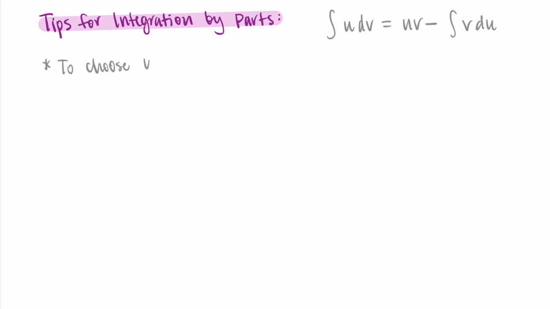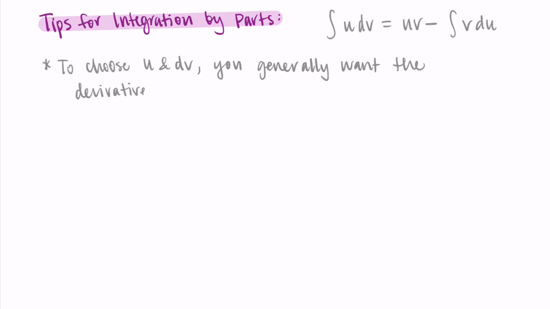So my first tip is that in order to choose your u and your dv, you generally want the derivative of u to be something simpler. So you're going to pick a u that is complicated that you're not really sure how to handle, and then take du, the derivative of u, with the idea that it should get simpler in some way. That's because this du is going to be in the new integral you're trying to solve, and that new integral with the du, you want to be easier. So the hope is that you're choosing something in the original integral, making it easier by taking its derivative, and then it will show up in the new integral you have to solve.